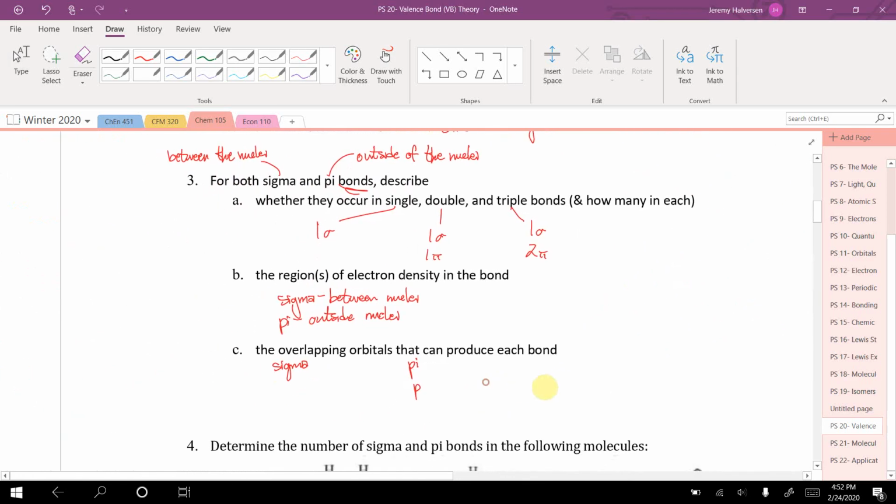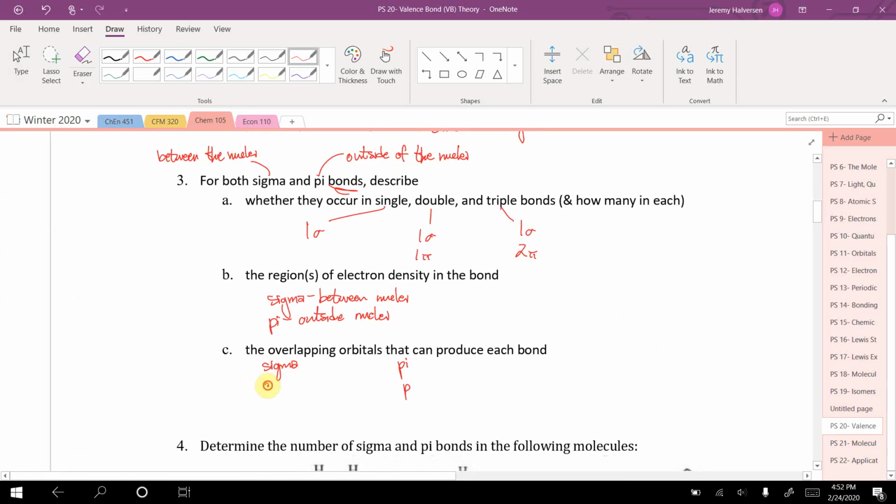So that could be an s orbital, it could be an sp, sp2, sp3. Later on we'll talk about sp3d, sp3d2. That's a steric number of 5 and a steric number of 6. And you could also have overlap of p orbitals. So pretty much anything can form a sigma bond. Pi bonds, we typically in Chem 105 say, are just made from p orbitals.